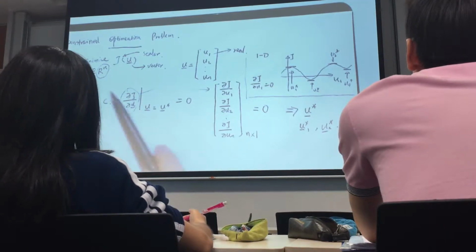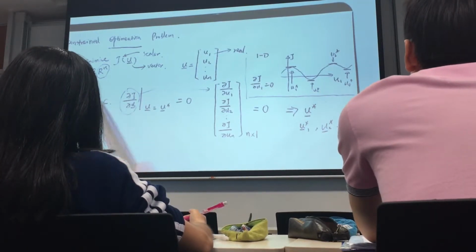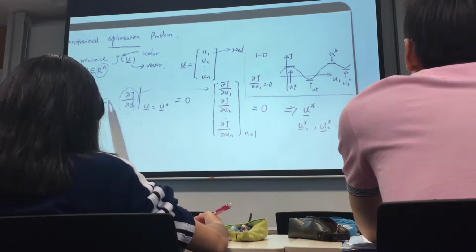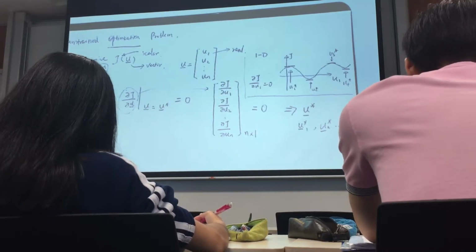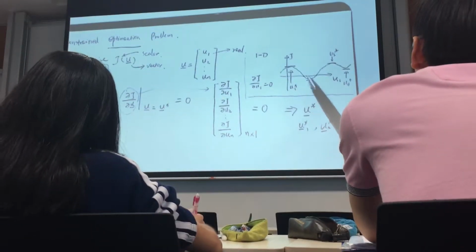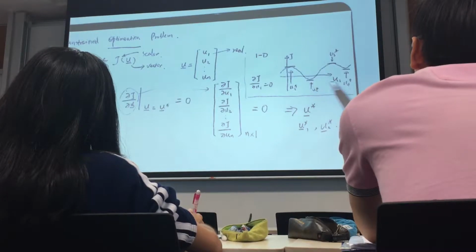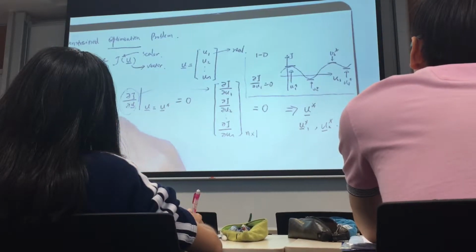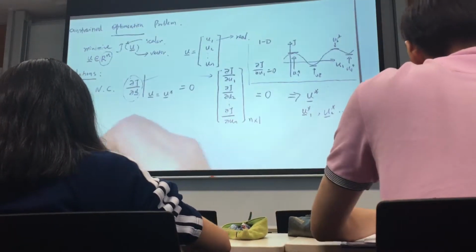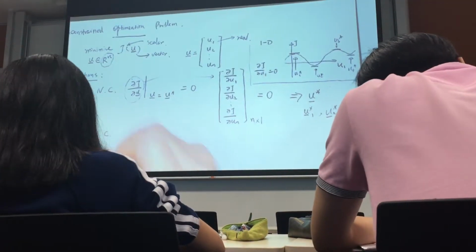So this is the first set of equations. The first set of equations is the necessary condition. By solving this necessary condition, we will get all the potential solutions. The second condition is the sufficient condition.